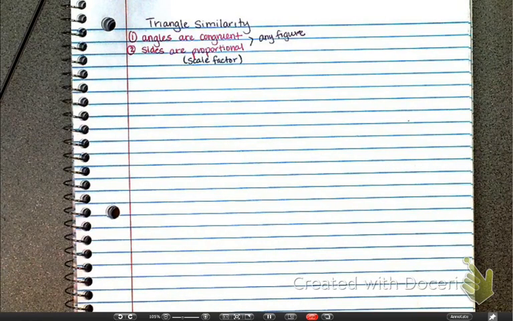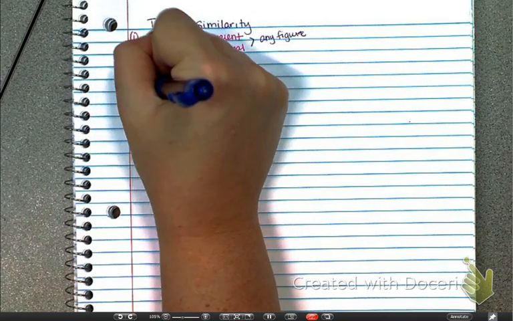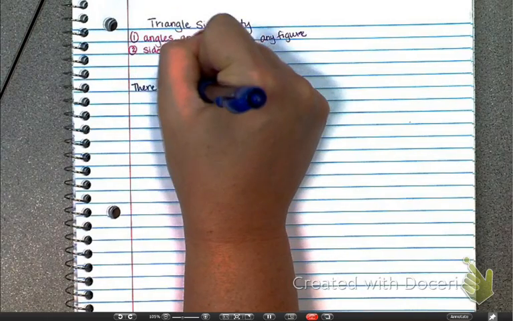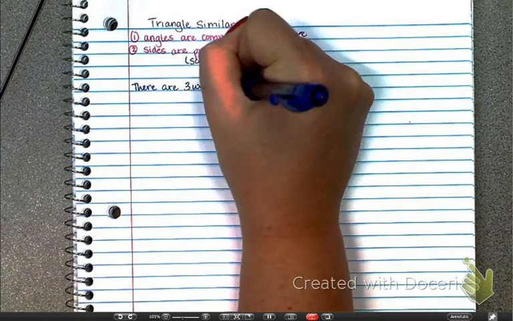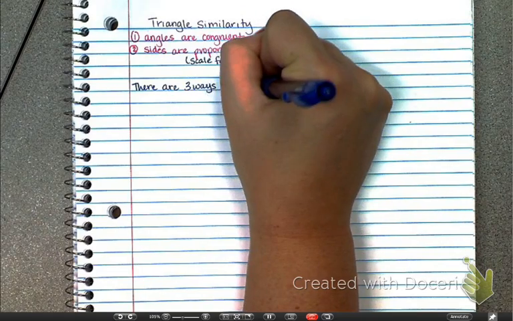Now, in IM1, you proved that triangles were congruent, and you had a lot of different ways to prove triangles were congruent. Does anyone remember any of those? Side, side, side. Angle, side, angle. Side, angle, side. Hypotenuse, leg. Remember all those? Similarity is nicer because there are only 3 options. So there are 3 ways to prove triangles are similar.